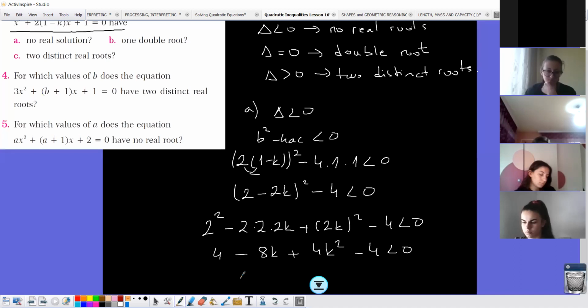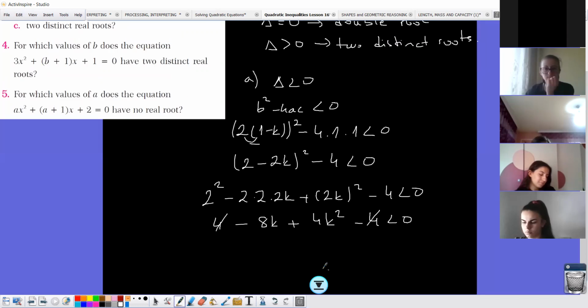And those 4s we will cancel. Yes, 4 and minus 4 will cancel. We will have minus 8k plus 4k squared. Yes, but if we write it in standard form, it will be 4k squared minus 8k is less than 0. 4k squared minus 8k is equal to 0.